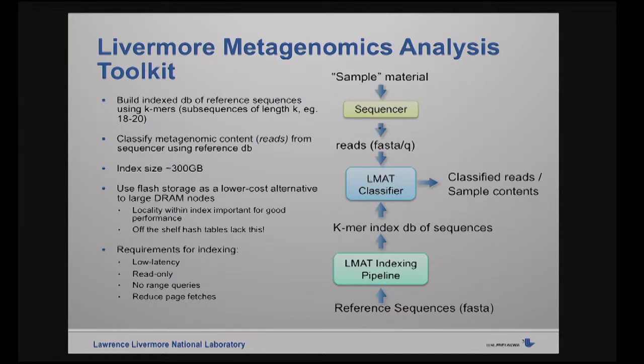Given the time constraints, I'm not going to talk about the classification algorithm. The index size seems pretty paltry at 300 gigabytes, but it actually has 19 billion keys, and given our requirements for very low latency, we want to get tens of millions of lookups per second in order to do efficient classification. Ideally you'd want to fit this database in memory, but memory is expensive, so maybe we can use flash as a lower cost alternative.